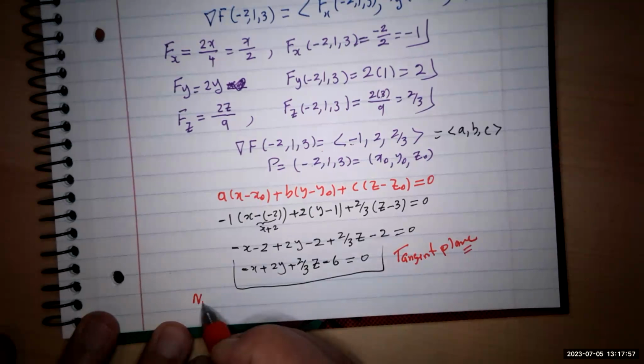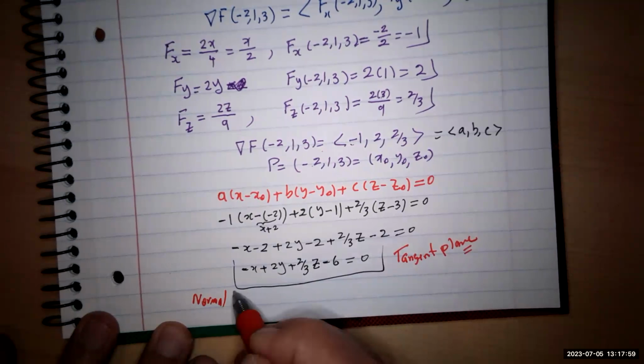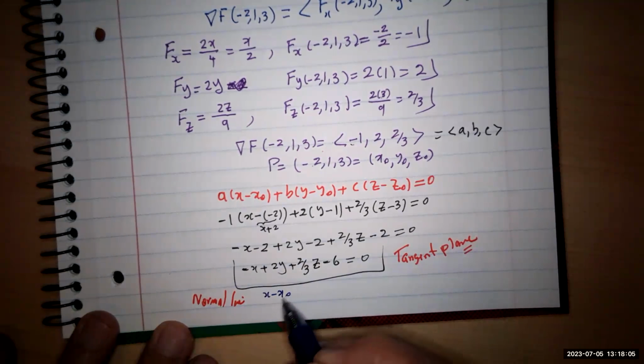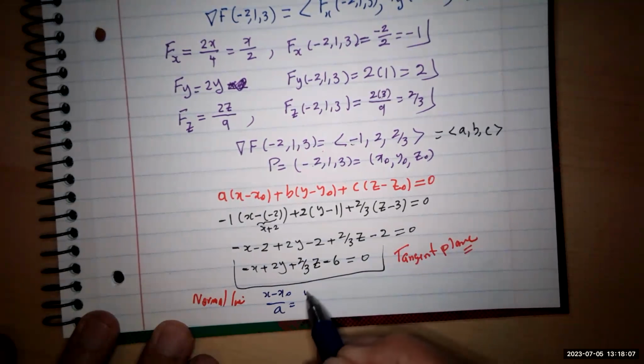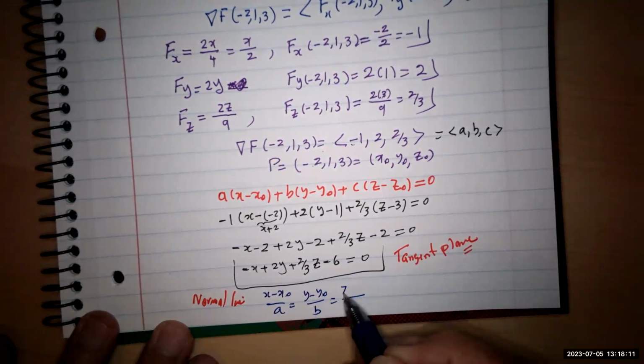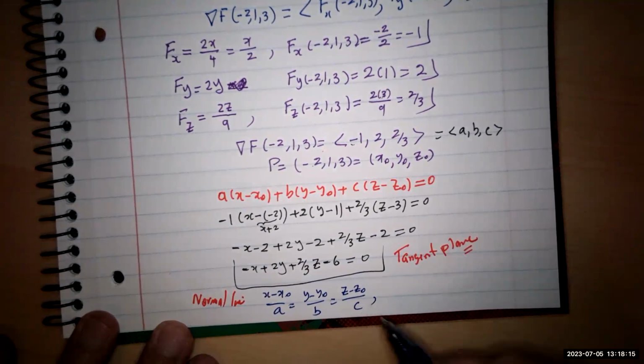Okay, the equation of a normal line is the line passing through the point, and it's going to be (x − x0)/a, (y − y0)/b, (z − z0)/c. And you already got all the information that you need.